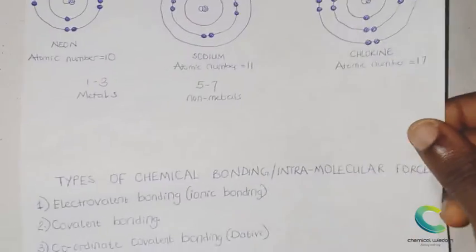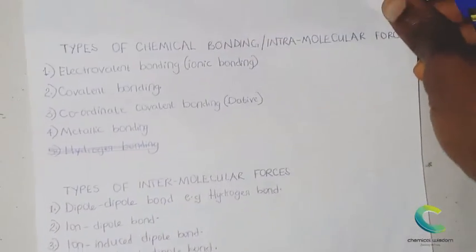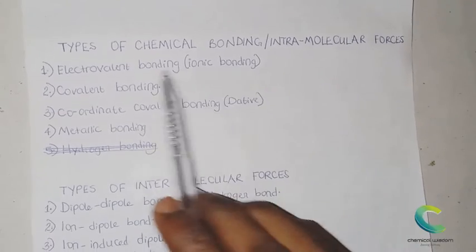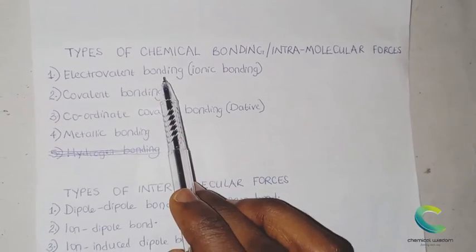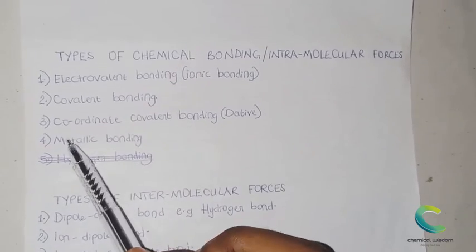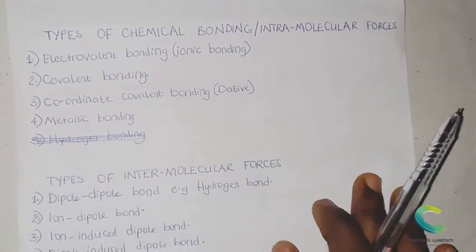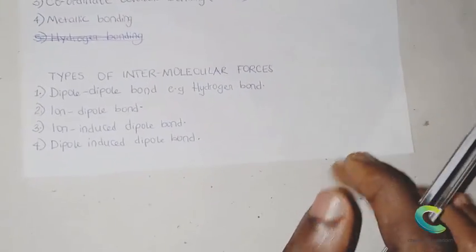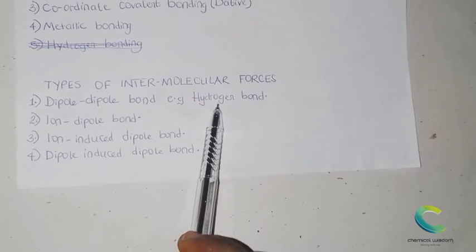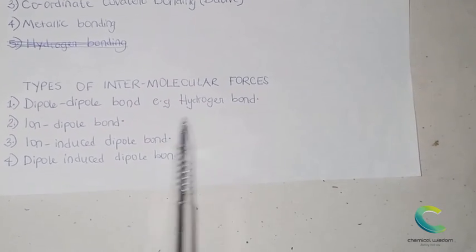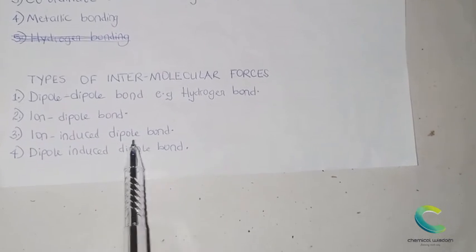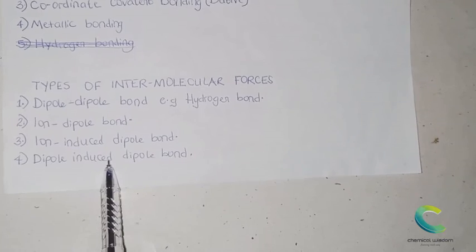Basically, in this series, we are going to be dealing with the types of bonds, starting with the intramolecular forces. We are going to be dealing with the electrovalence bond, the covalent bonding, the coordinate covalent bonding, and the metallic bonding. And from the second class, the intermolecular forces, we'll be dealing with the dipole-dipole bond, for example the hydrogen bond. I don't know if you have heard of it before. We are also going to be dealing with the ion-dipole bond, the ion-induced dipole bond, and the dipole-induced dipole bond.